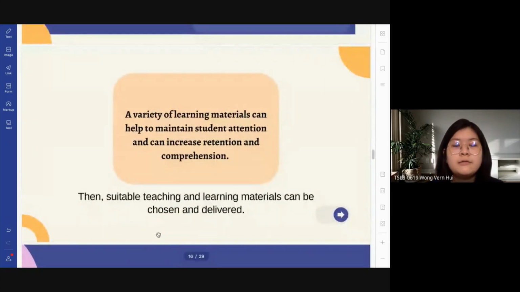Moving on, a variety of learning materials can help to maintain student attention and can increase retention and comprehension. Then suitable teaching and learning materials can be chosen and delivered.